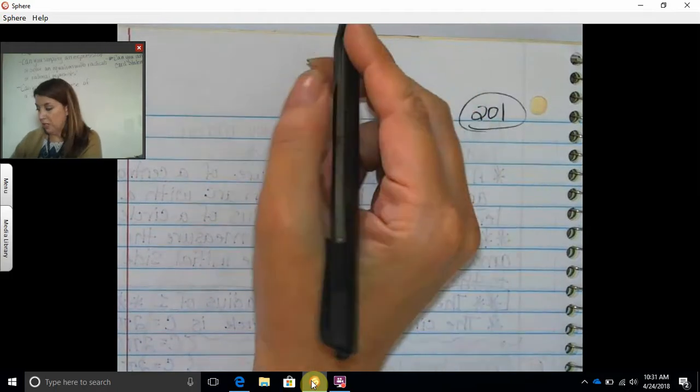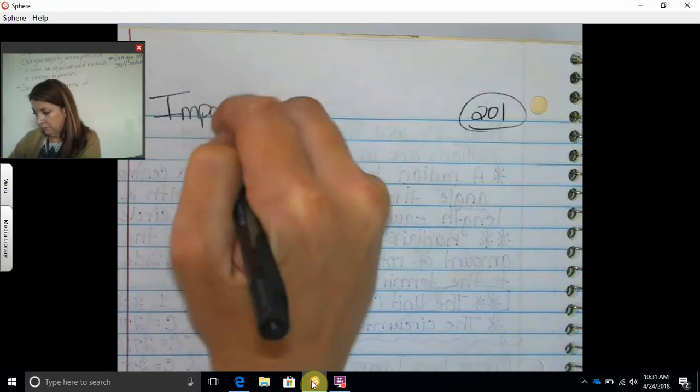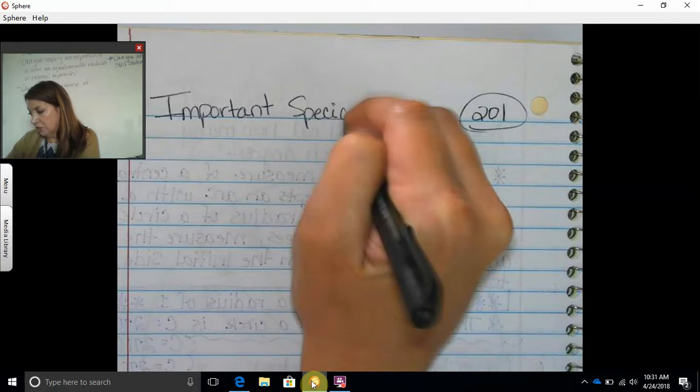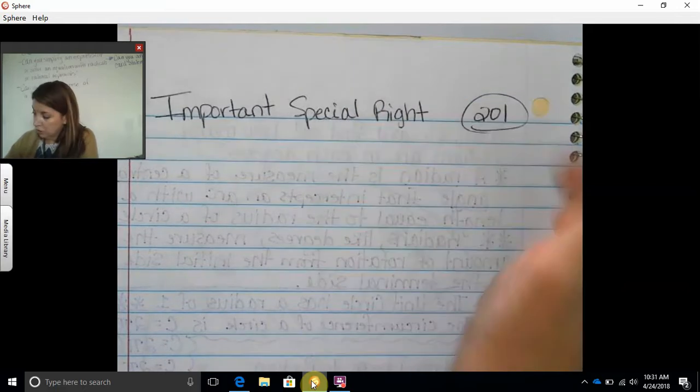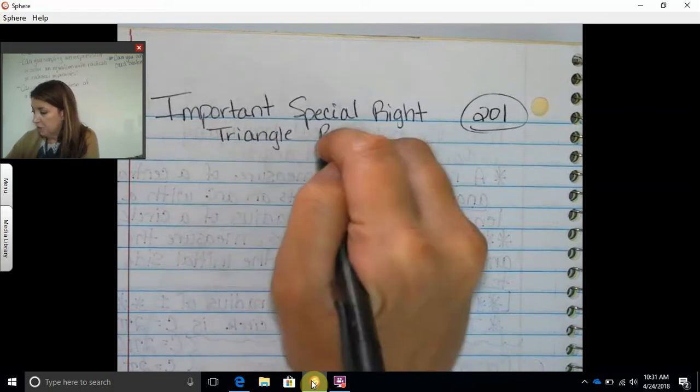So this page I'm going to review important special right triangle relationships. Y'all should have learned this in geometry. Important special right triangle relationships.